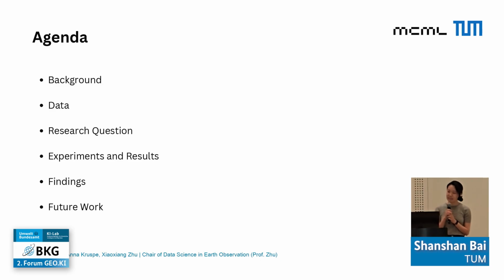And here's the agenda of my talk today. I will first introduce a bit about who is interested in knowing the functionality of buildings. And then I will introduce how we collect the data and how we label the data. And this is the major part of the work. Also, I will bring out our core research question, how we did the experiment, and what the results are, and in the end, our findings and how to improve our work in the future.